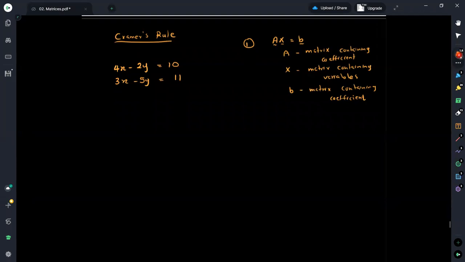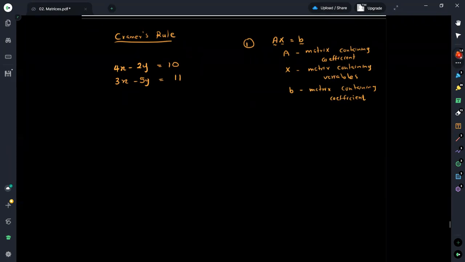Using this system of linear equations, we now need to convert it into the form AX equals B. To do that, first we need to isolate the constant terms on one side. Here I have taken the terms associated with the variables on the left hand side, and all the constant terms on the right hand side of the equation.